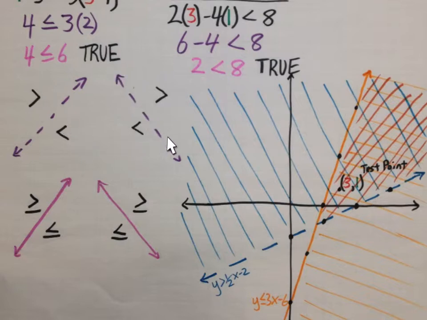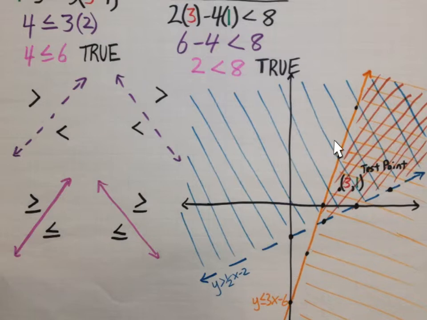Now the reason for the dotted line is because it's just greater than and less than. See how this is a solid line? Greater than or equal to is on top, less than or equal to is on bottom. So those little helps. Remember, if it has an or equal to, it's a solid. If it doesn't have an or equal to, it's dotted. So you can see right here.